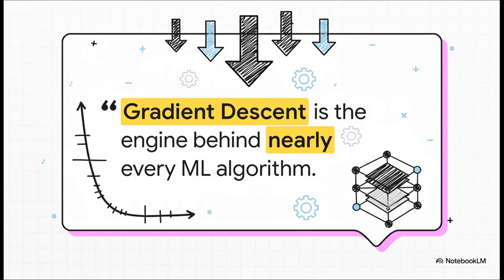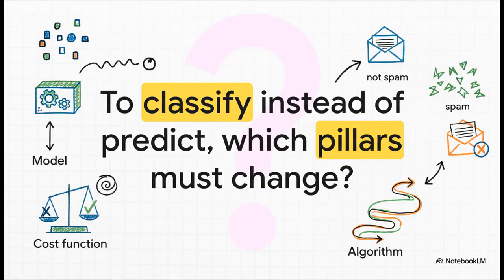I really can't overstate how important this is. This core idea of defining a cost and then taking these small iterative steps downhill to minimize it, that isn't just some neat trick for this one problem. Gradient descent is the fundamental engine that powers nearly all of modern machine learning, from this basic model all the way up to massive neural networks. So there you have it: dataset, model, cost function, and algorithm. This four-pillar structure is an incredibly powerful blueprint for predicting continuous values.